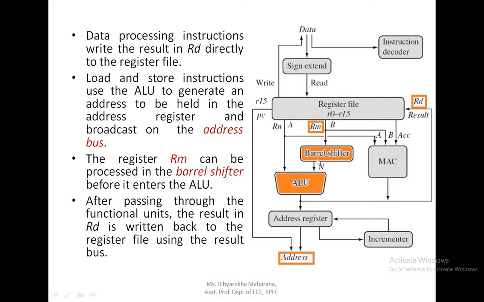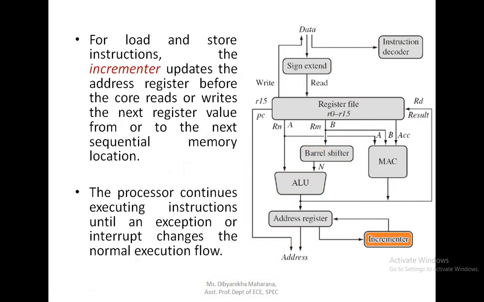Generally, before the ARM processor, all other processors were supposed to do the shifting operation in the ALU itself, but here a barrel shifter is used externally to do the shifting operation before the data enters into the ALU. After passing through the functional units, the result in Rd is written back to the register file using the result bus. For load and store instructions, the incrementer updates the address register before the core reads or writes the next register value from or to the next sequential memory location.